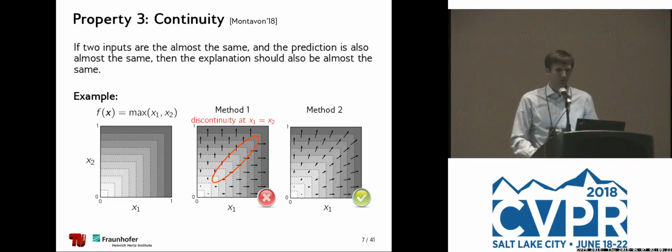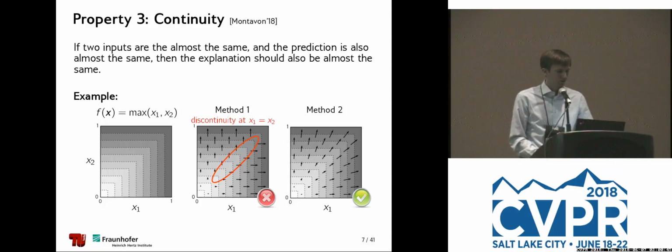One of them is continuity. And here the idea is that if two inputs are almost the same, for example, two trucks but with a slight perturbation, and the prediction is also almost the same, basically they model evidence for truck with the same amount, then the explanation should also be almost the same.